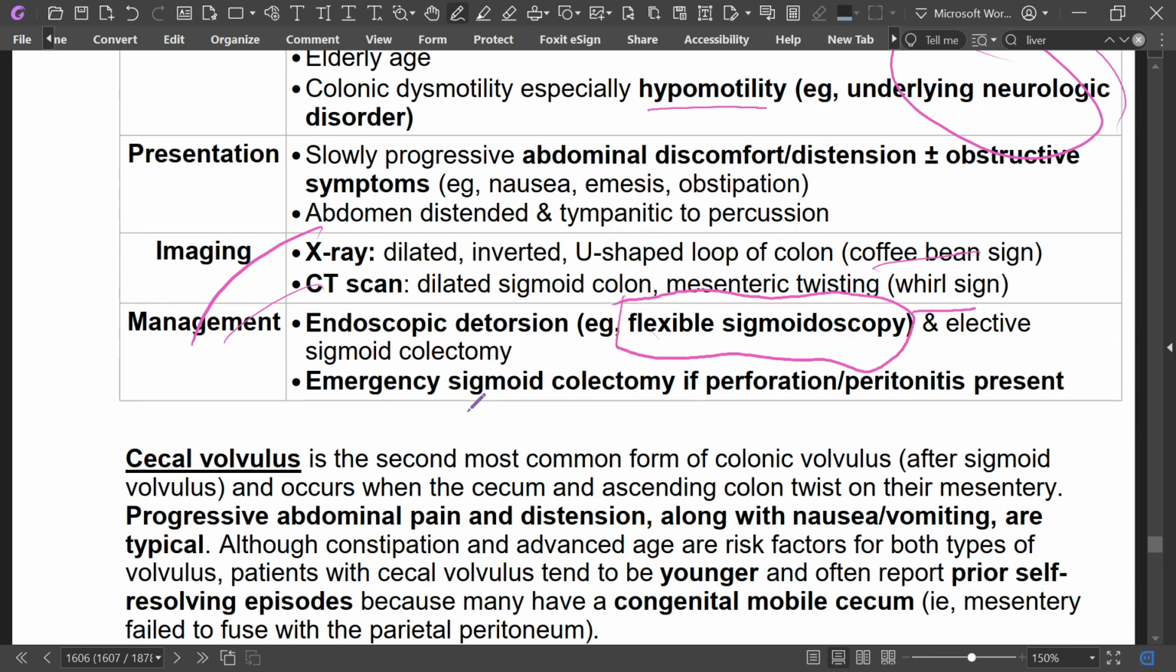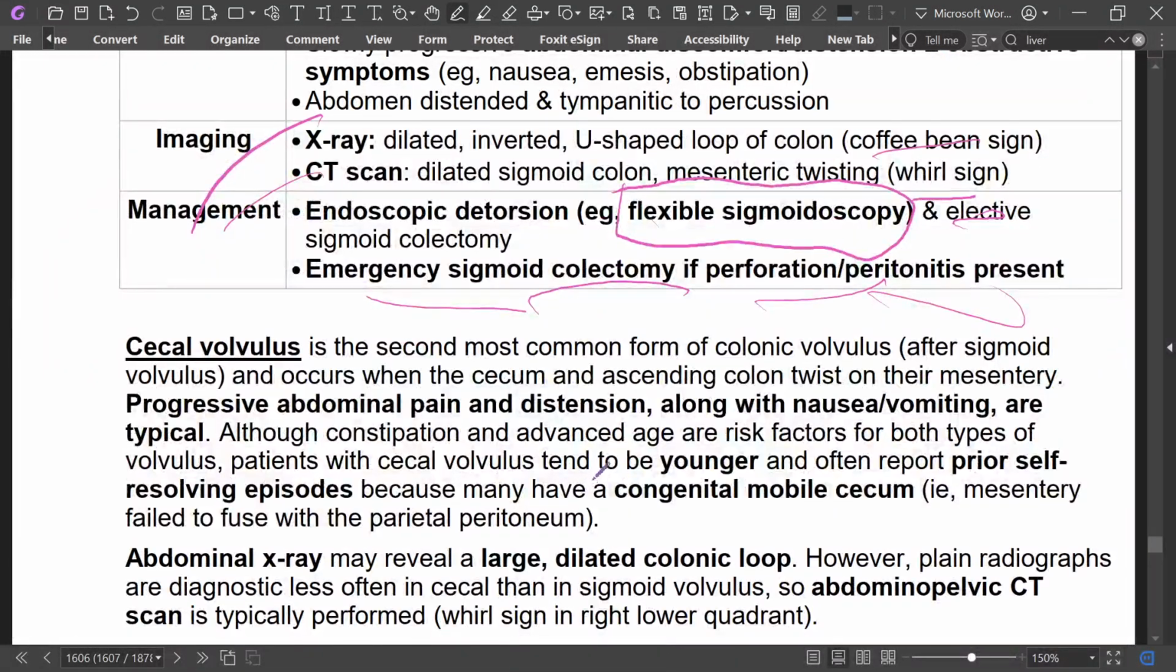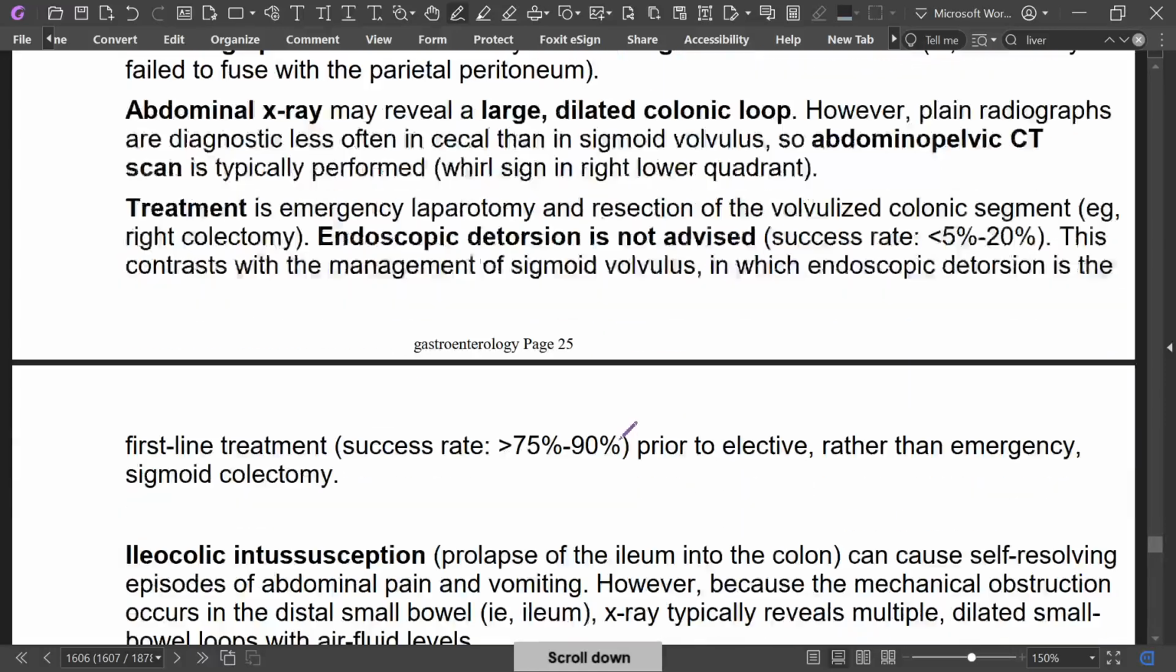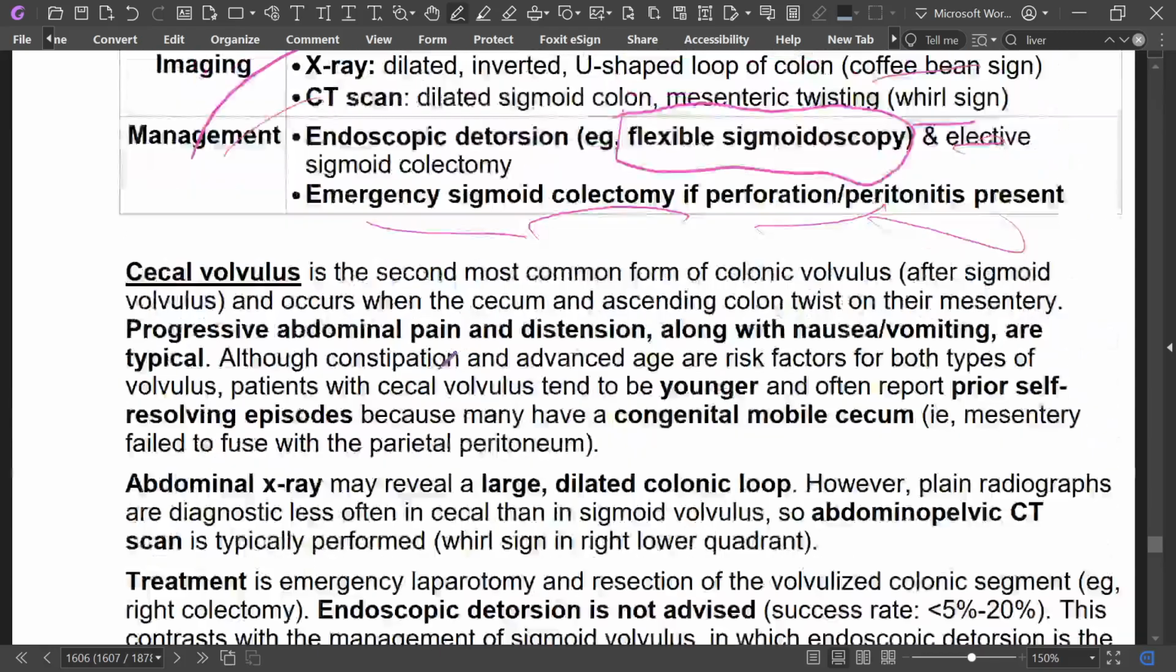Flexible sigmoidoscopy should be done. Endoscopic detorsion via flexible sigmoidoscopy and elective sigmoid colectomy. Emergency sigmoid colectomy if perforation or peritonitis is present.